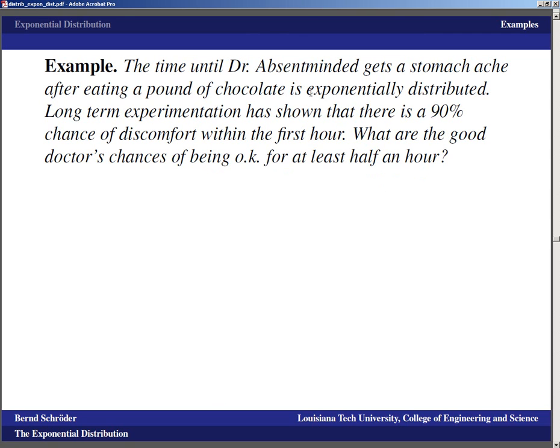this certainly is real, because if you have a good reason to assume that your process is exponentially distributed, then if you just run enough experiments, you can estimate a certain probability. Here, there's 90% probability that something happens within the first hour, and from that probability you can infer what the underlying parameter is, and once you've got the underlying parameter, you will be able to compute other probabilities.